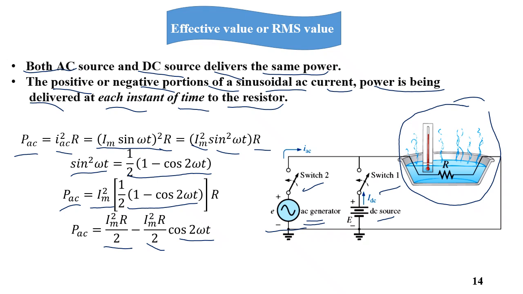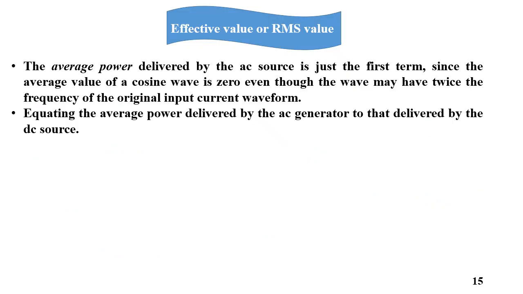For the average value, we only have the average value for the first part without the cosine, and the average for a cosine wave equals 0. Then the P AC average equals I maximum squared times R over 2. The average power delivered by the AC source is just the first term, as we said in the previous slide, since the average value of a cosine wave is equal to 0, even if it has twice the frequency of the original waveform, as it has an angle equal to omega t.